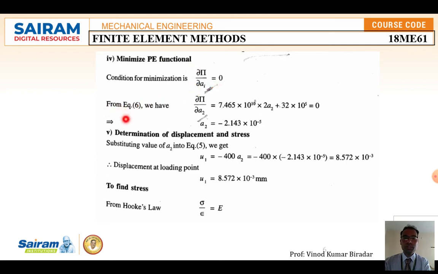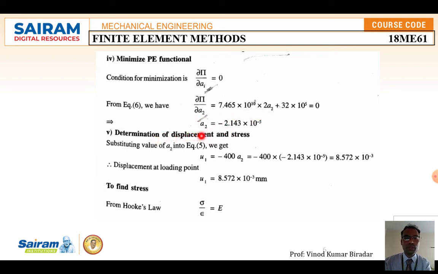Again from the given equation, dou pi by dou A2 is equal to, differentiating with respect to A2, 7.465 into 10 to the power of 10 into 2A2 plus 32 into 10 to the power of 5, which is equal to 0. So finally we are going to get the A2 value. This A2 you are going to get.